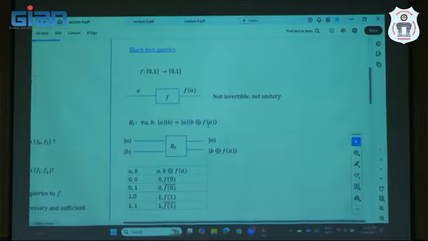Even if I have an f such that f of 0 is 0 and f of 1 is also 0, in which case f is not invertible, BF remains invertible. Agreed? So therefore, we will always implement our f in this form, with the BF there.